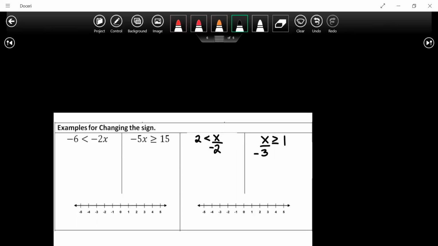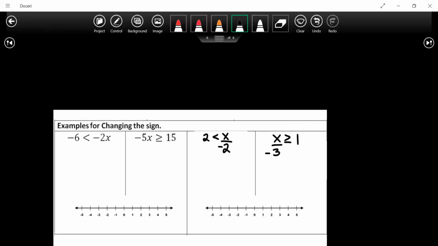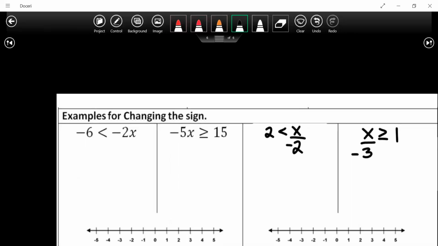Okay, these are examples of changing the sign. We solve out inequalities just as we regularly would. The only difference now is we want to make sure that the variable's on the left-hand side, and if we multiply or divide by a negative, that we switch the signs. So looking at this one here, how would I solve out the first one?